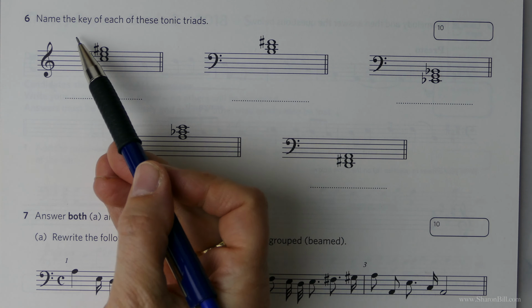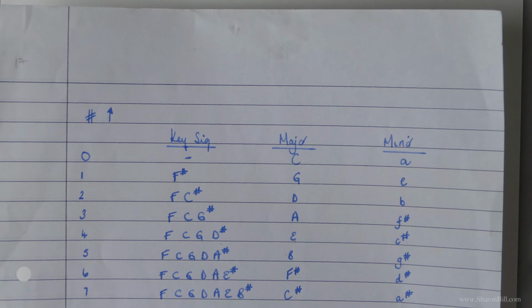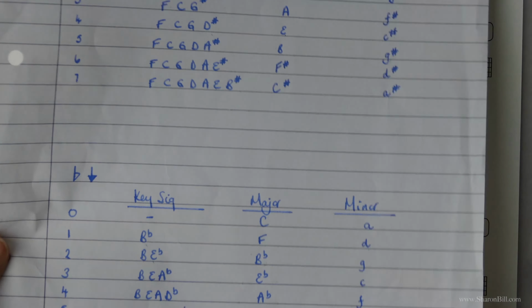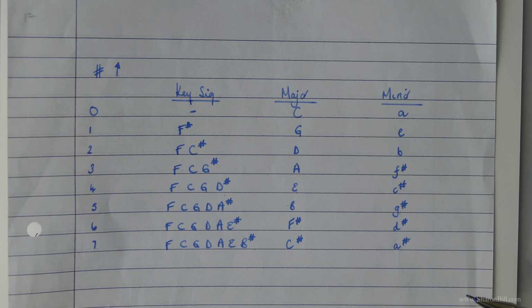We're asked to name the key of each of these tonic triads. The first job is to make sure you know your key signatures, and I always find it helpful to write out my major and minor related keys. This is more keys than you need for this grade. This is all of the keys. This is the circle of fifths.